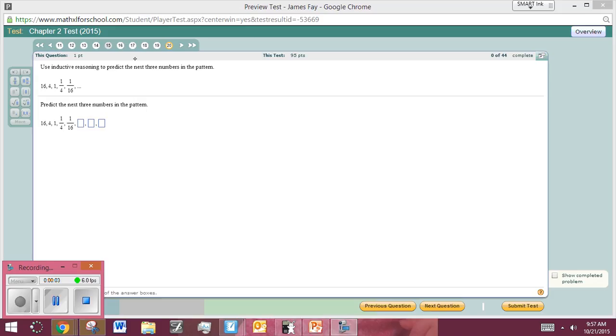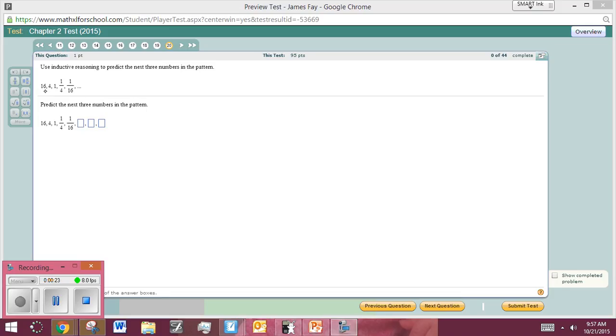I'm going to start at question 20. Everything before it was vocabulary, so you should be able to look those up. In question number 20, we're looking for a pattern. If you notice, from 16 to 4, and then 4 to 1, and then 1 to 1/4, and 1/4 to 1/16, we're dividing successive terms by 4.